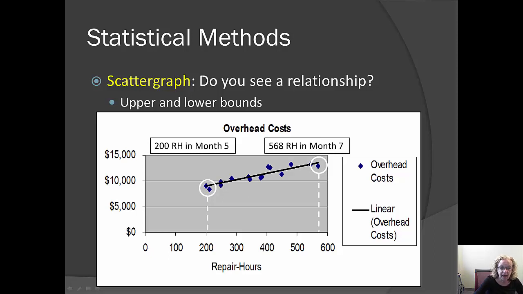We can now ignore all of the intermediate points because we believe that a straight line describes the relationship of all of these points. So we are going to focus our attention on the high point and the low point of Charlene's relevant range. And within that range, we are going to use the mathematics for a straight line to predict overhead costs for any level of activity within that range.